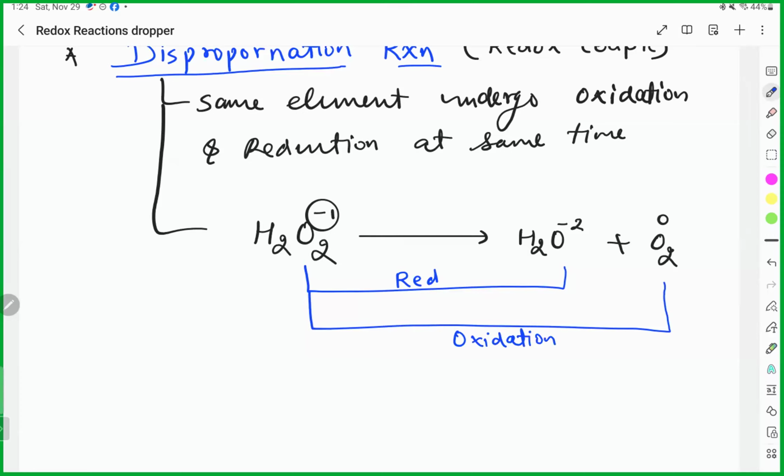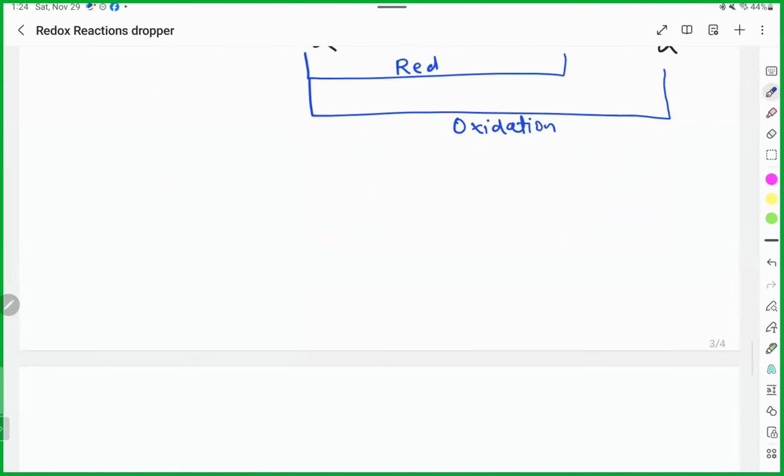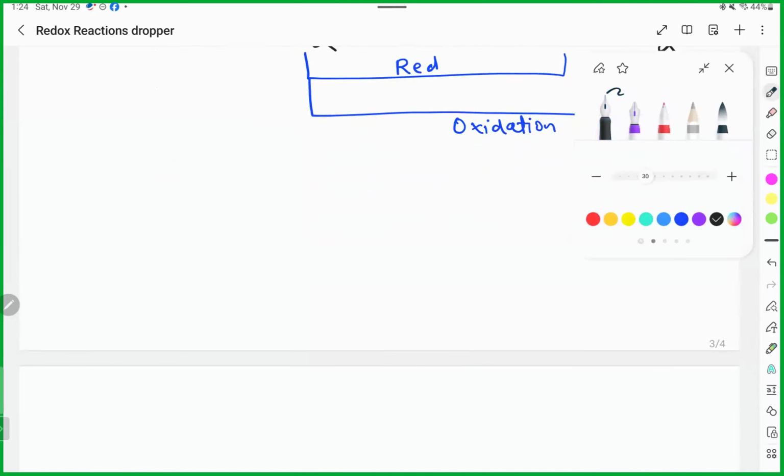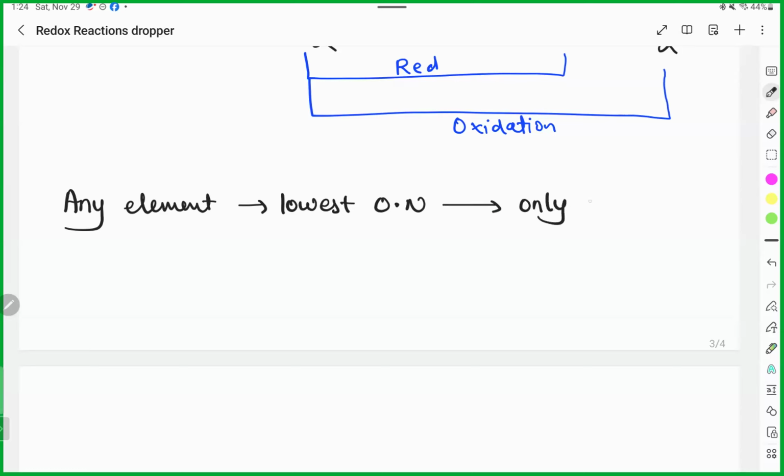Disproportionation. Okay. Let me tell you something a bit advanced, not very advanced, but still according to this chapter. If any element is present in the lowest oxidation number, then only oxidation is possible. Correct? Only oxidation is possible, nothing else.